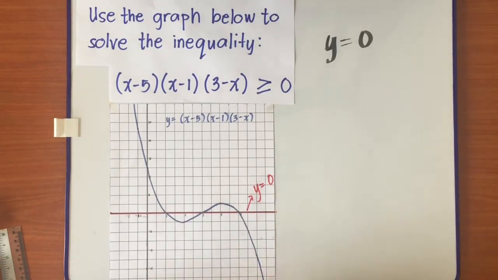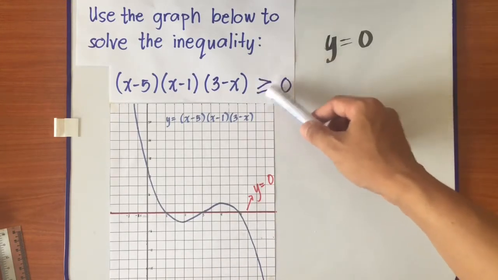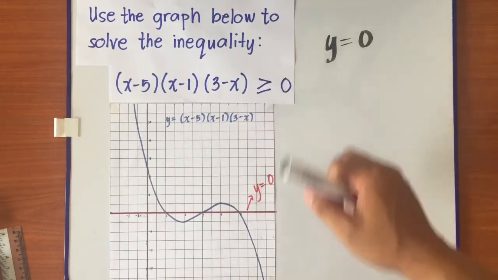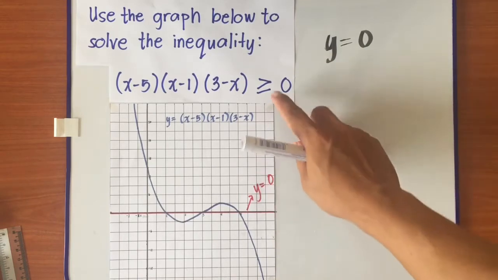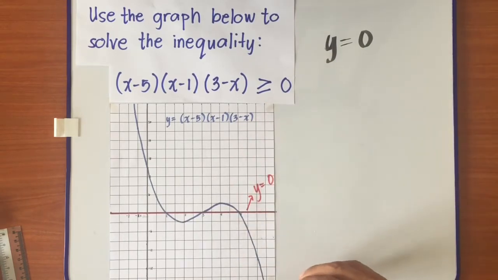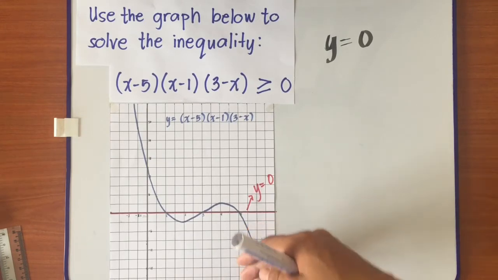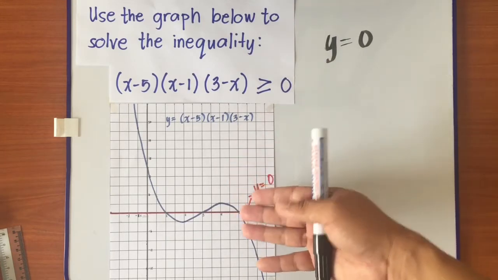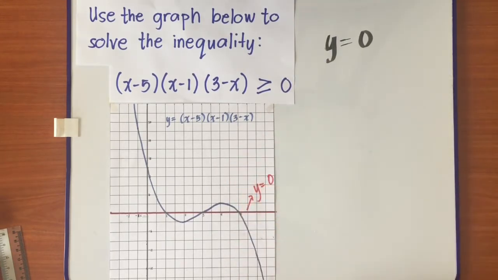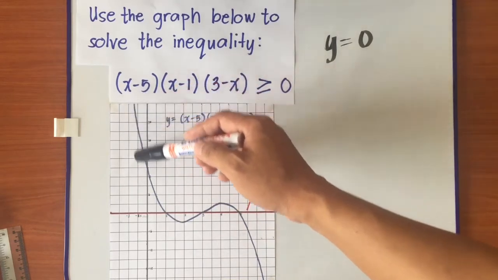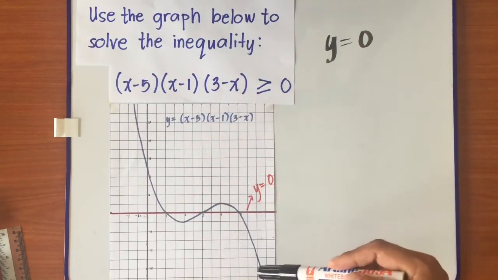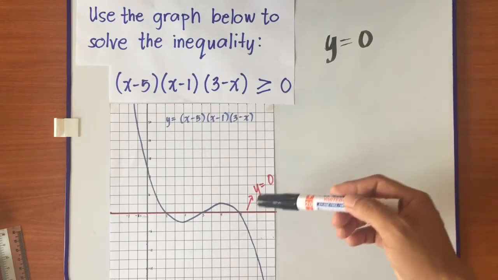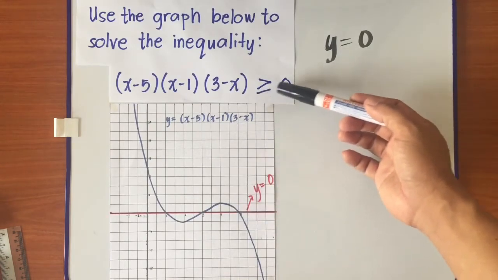Thus, I am going to also consider the symbol, if it's greater than or less than. What does it mean by greater than? Greater than means everything that is greater than or above 0. If it's less than, then everything that is below y is equal to 0. Okay? Thus, I am now going to consider parts of the graph. What is the graph? This one. I am only going to consider those that are above y is equal to 0.